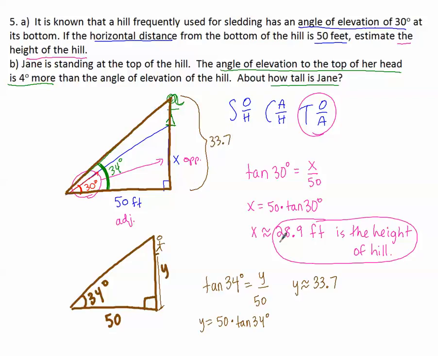Now, that's the whole distance from here down to here, 33.7. Remember that earlier we found the height of the hill is 28.9. That's right here. So how tall is Jane? We have to find out how much just this length is from here to here. So all the way is 33.7. This part is 28.9. So Jane's height we get by subtracting 33.7 minus 28.9. And we'll figure out what that is. 4.8. Jane's height is 4.8 feet. And there we have it. Wasn't that fun?